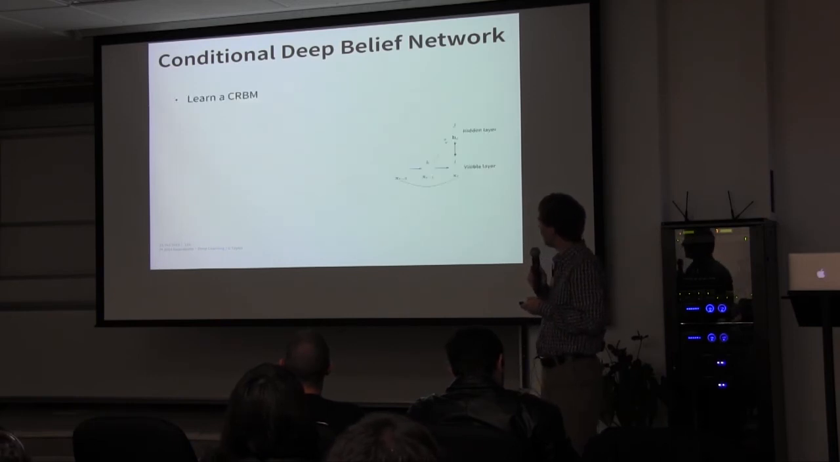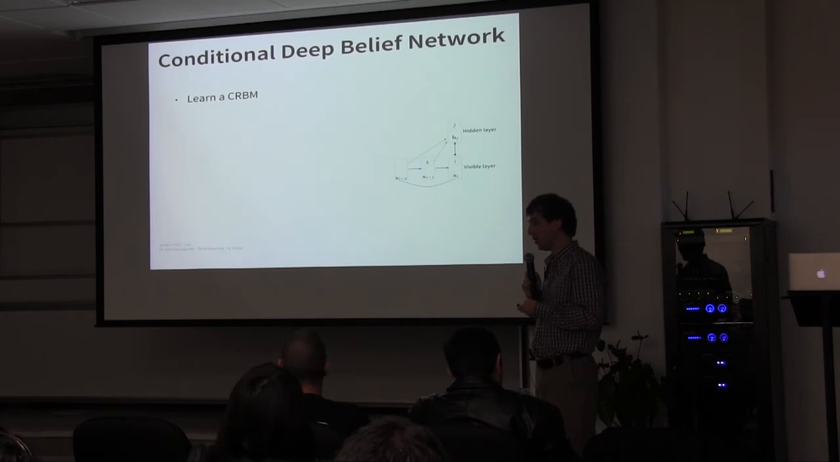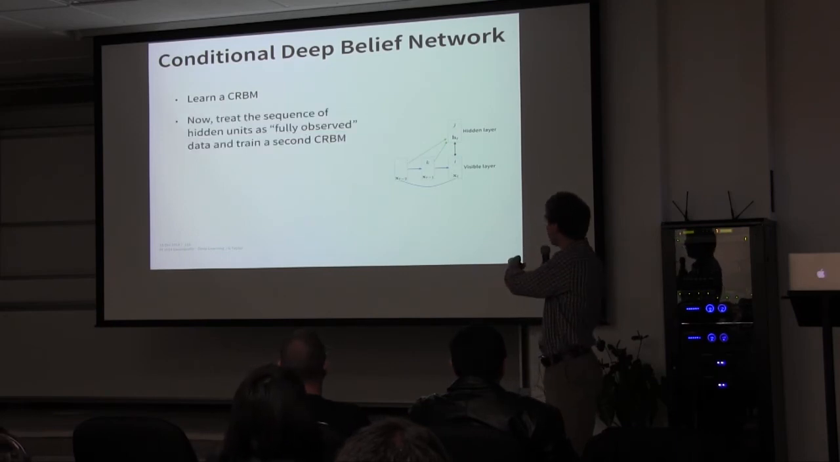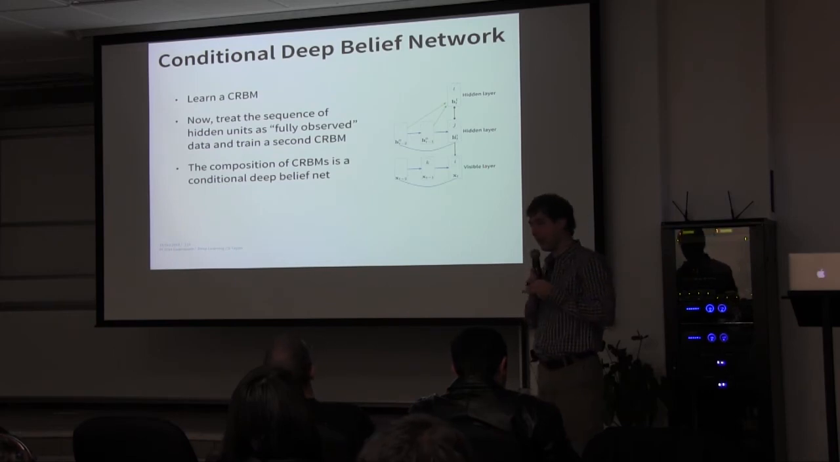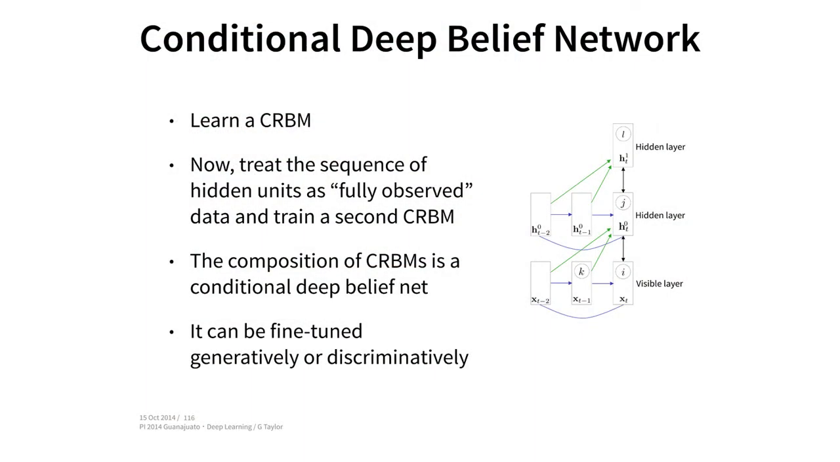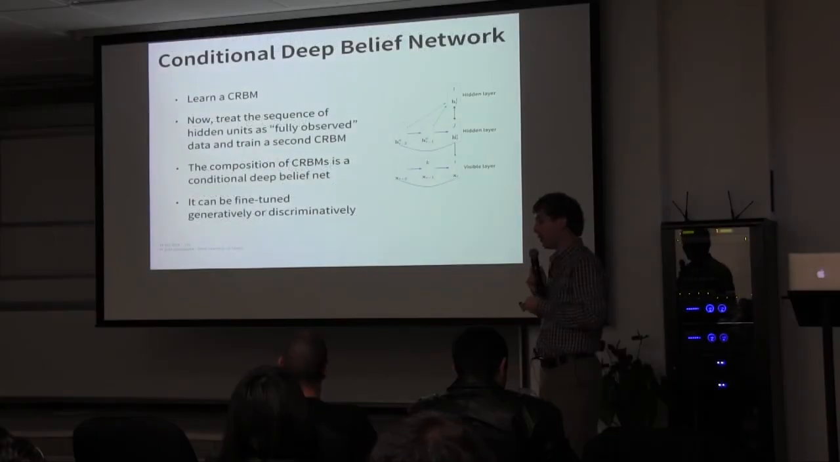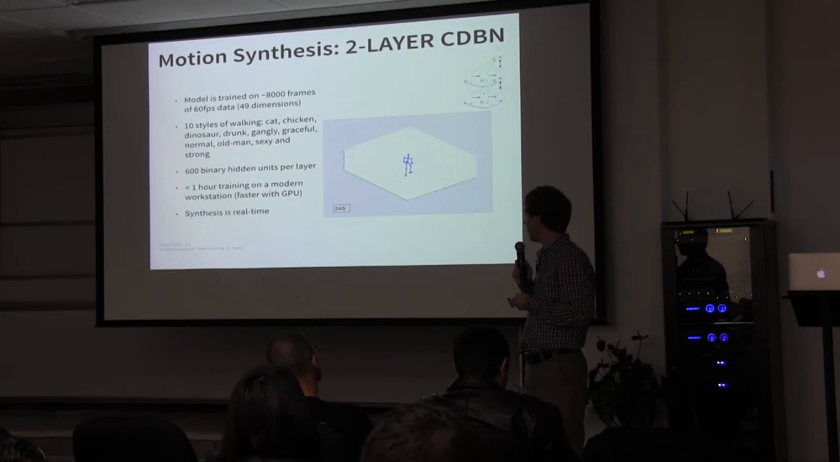You can then take a CRBM, and just like an RBM being stacked into a deep belief network, you can stack a CRBM into a deep conditional RBM. Okay, so this is a conditional deep belief network. The model, just like an RBM, can be fine-tuned generatively or discriminatively.